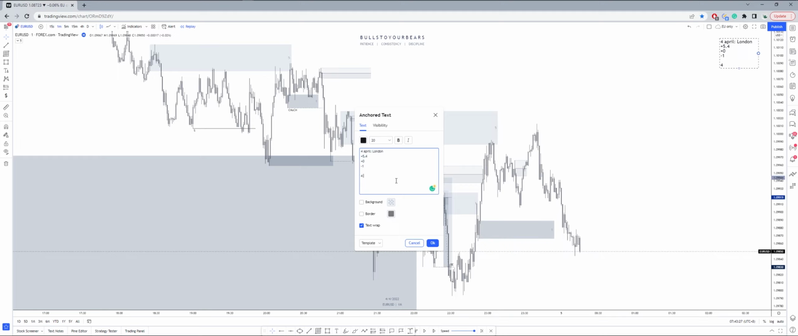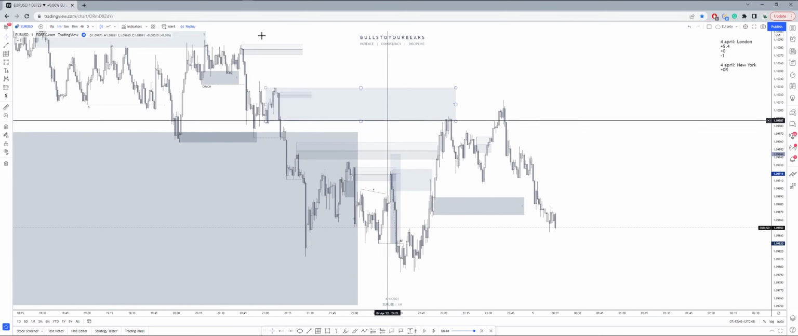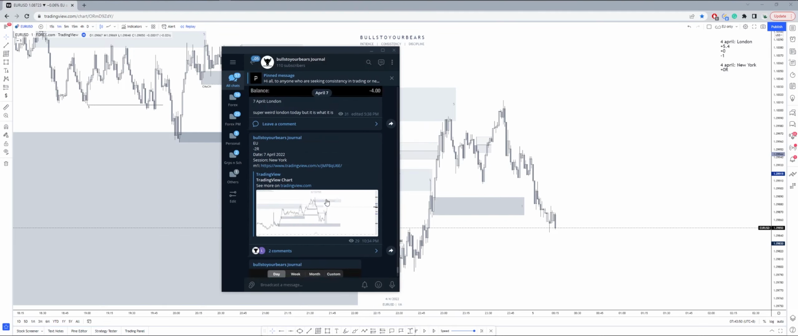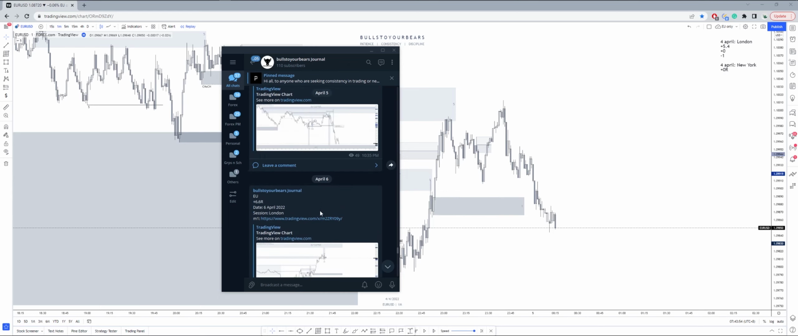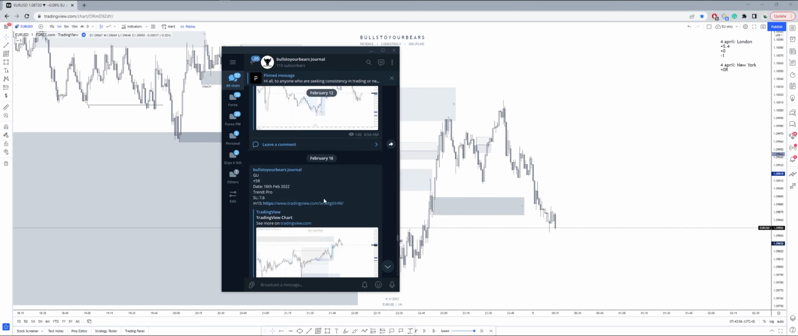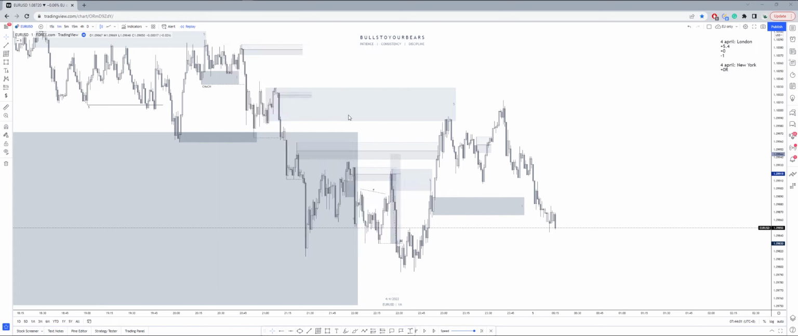So 4th of April, New York. I took a +0 R here. So I think in my journal I took this one, so I took a -1 over here. This one. We can always take a look. London, 4th of April. 4th of April, where is it? 4th of April, this one. Yeah, I think I took the one on top.